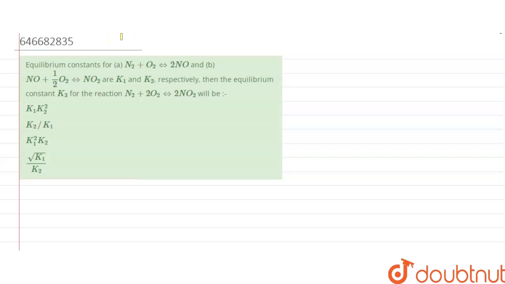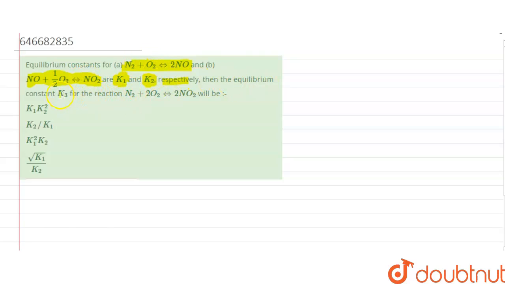Today we are having a very simple question from the chapter Chemical Equilibrium. So the question is, equilibrium constant for the reaction N2 plus O2 in equilibrium with 2NO is K1 and NO plus half O2 in equilibrium with NO2 is K2, respectively. Just this one is K1 and this one is K2.